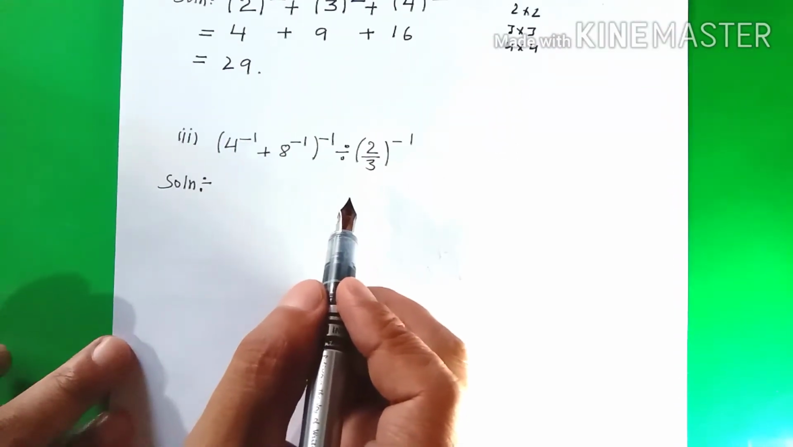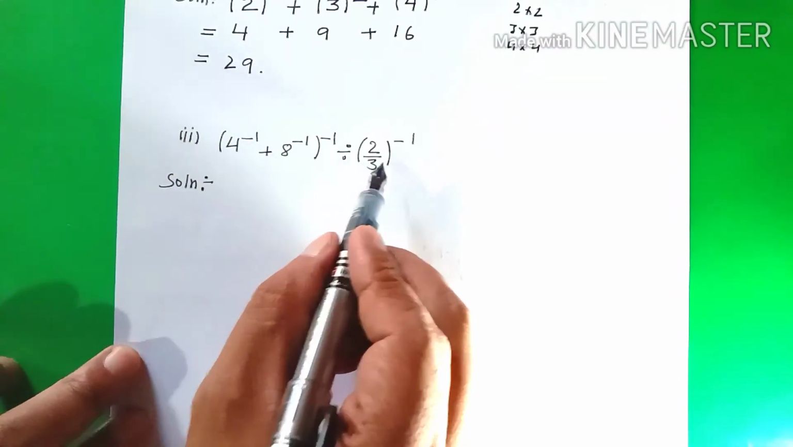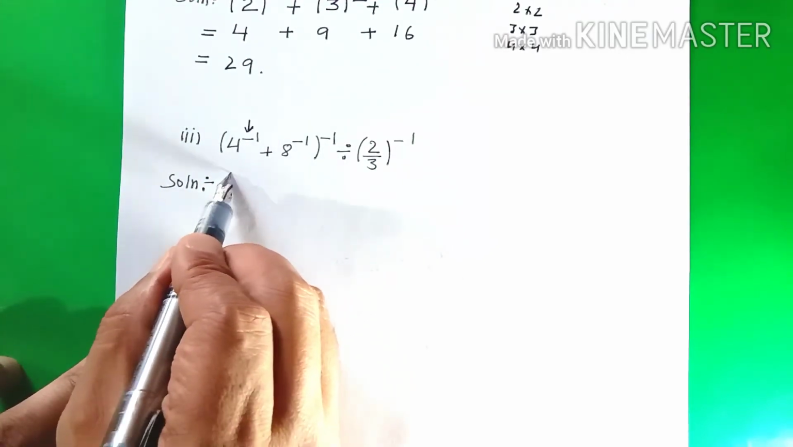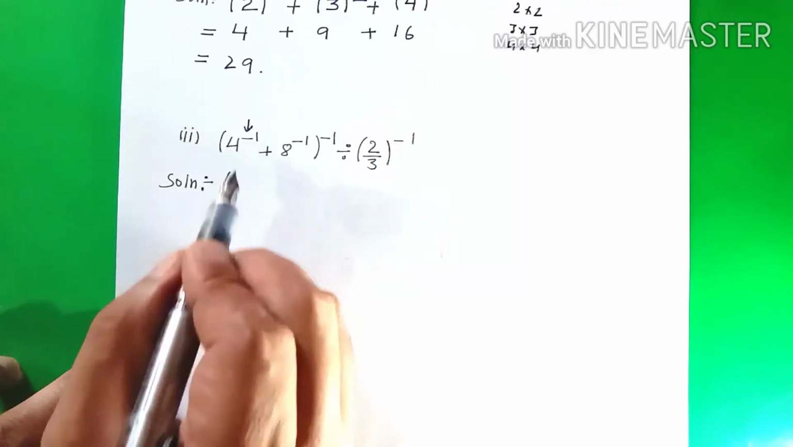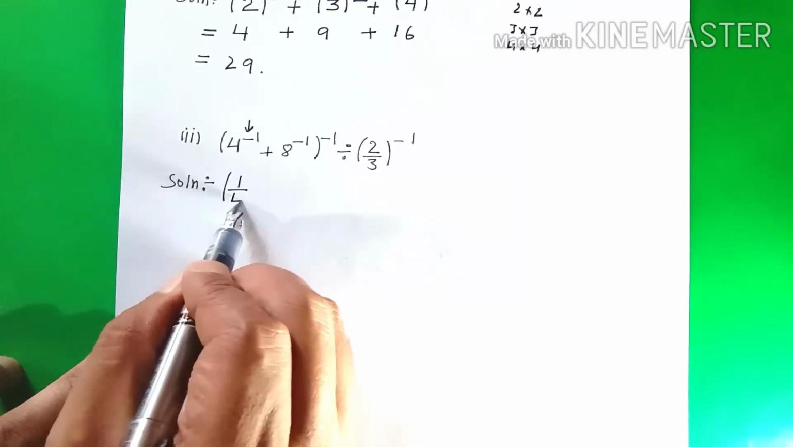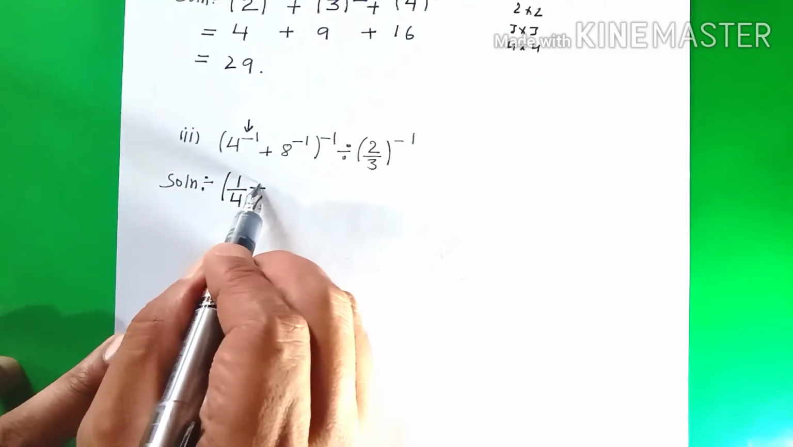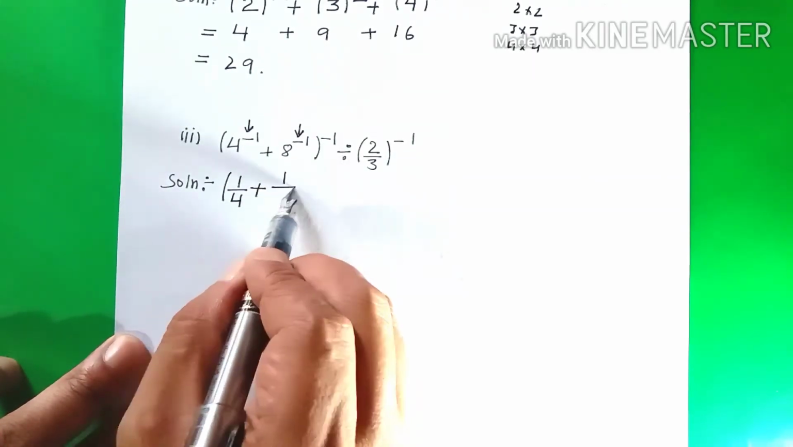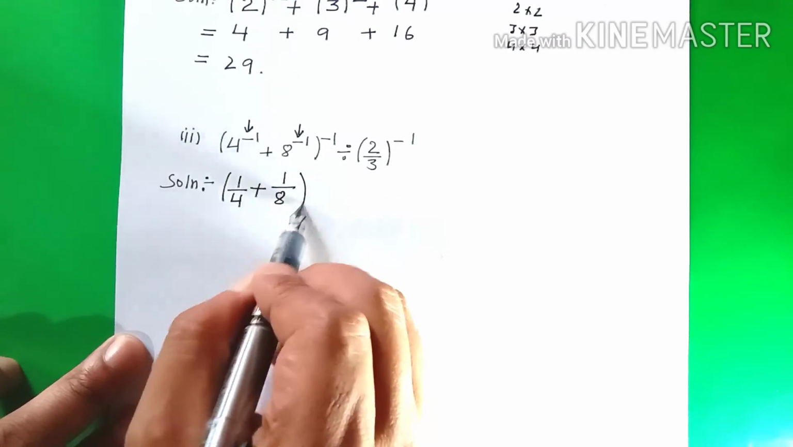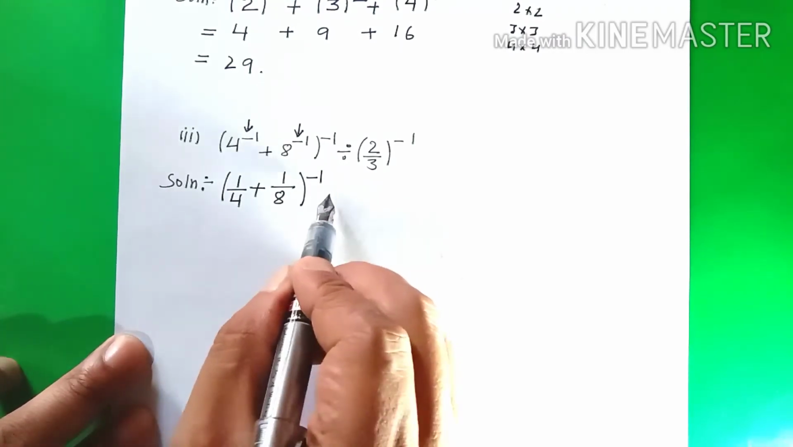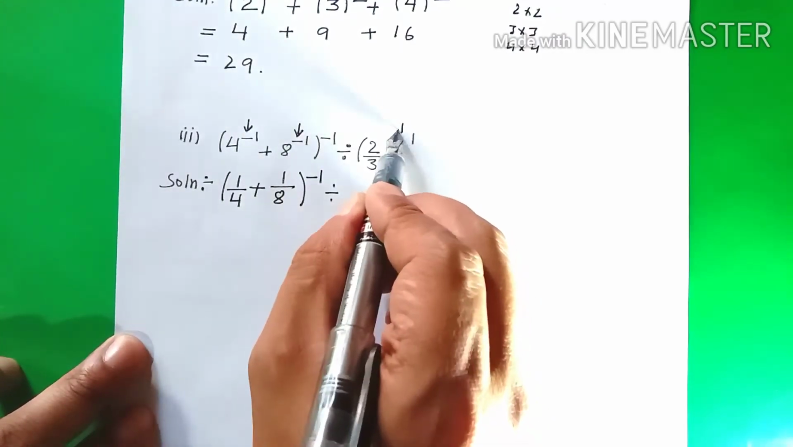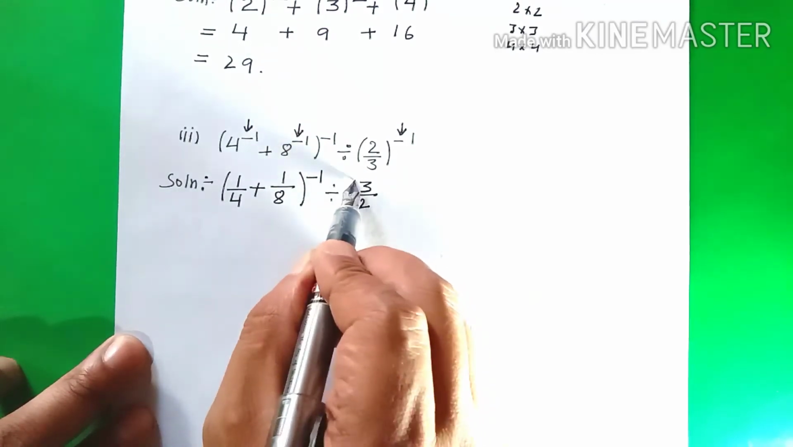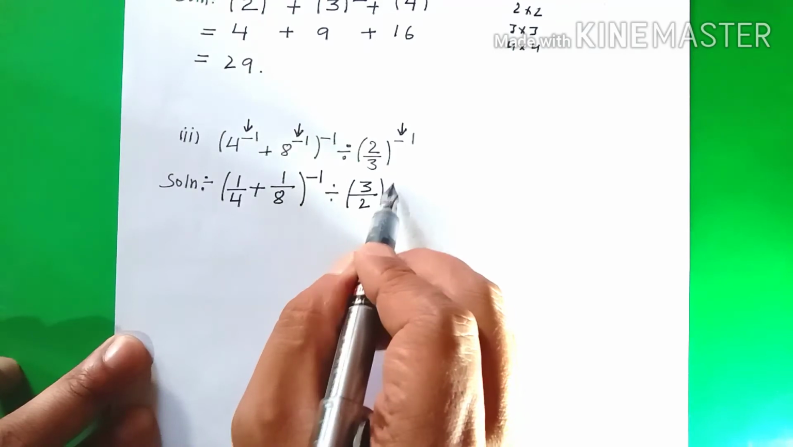Sub question number 2 here. Again follow the same format here. Negative power, change this to positive. It will take the reciprocal of 4, which is 1 by 4. It has a plus sign, so we take the plus sign. Again, negative power change to positive, 1 by 8. We can close. It has a negative power divided. Again, negative power change to positive. It will take the reciprocal, so 3 by 2 raised to 1.